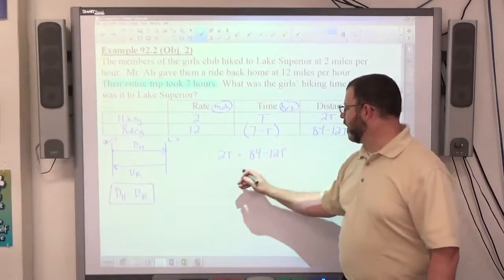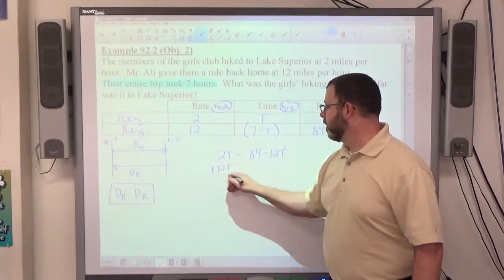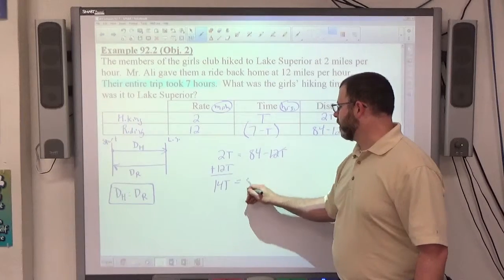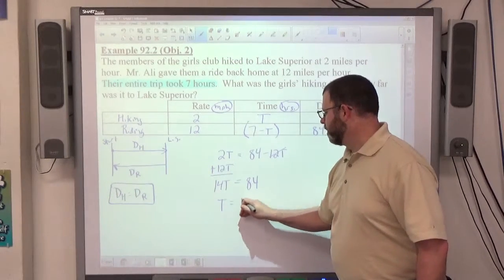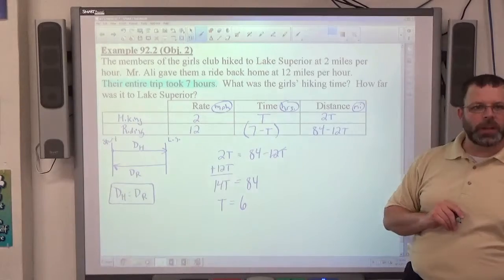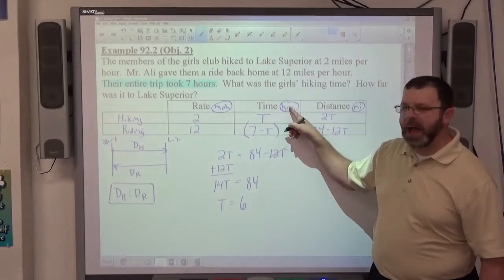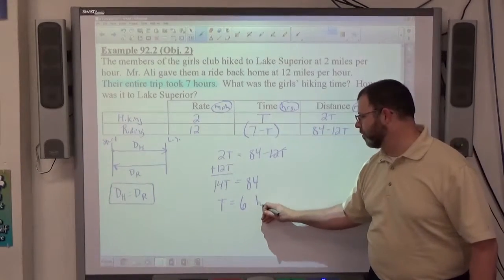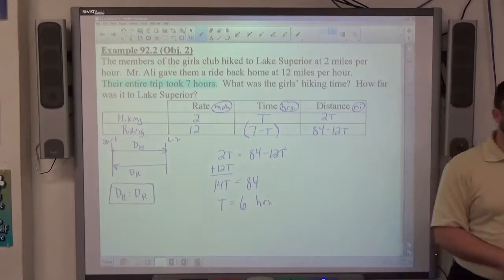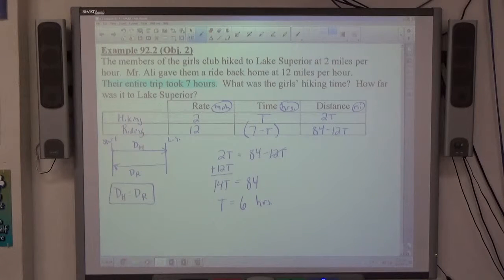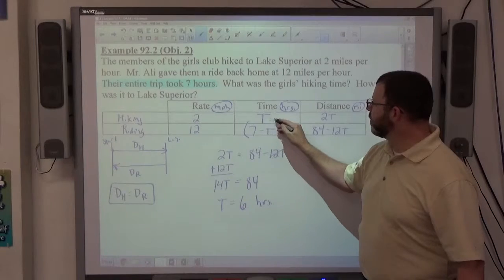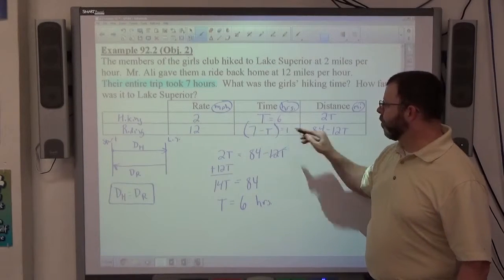If I move the 12t to the left, that becomes positive. So I get 14t is equal to 84. Divide by 14. 84 divided by 14 happens to equal 6. And notice t is in this column under the hours heading, right? This is 6 hours. So all I figured out right now is how long they hiked, right? They hiked for 6 hours. How long did they ride? 1 hour, right? So again, once you know an answer, it's really easy to find more answers. This is 6. 7 minus 6 is 1.